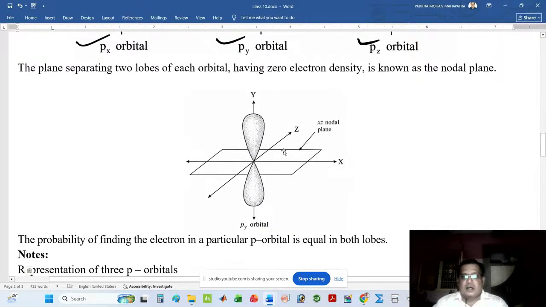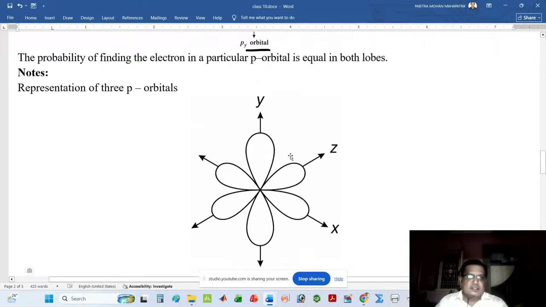Next, I have also covered the nodal plane. What is a nodal plane? Here I have given the exact nodal plane for the py orbital. Next, I have also given a diagram which clearly represents the three p orbitals px, py, pz.